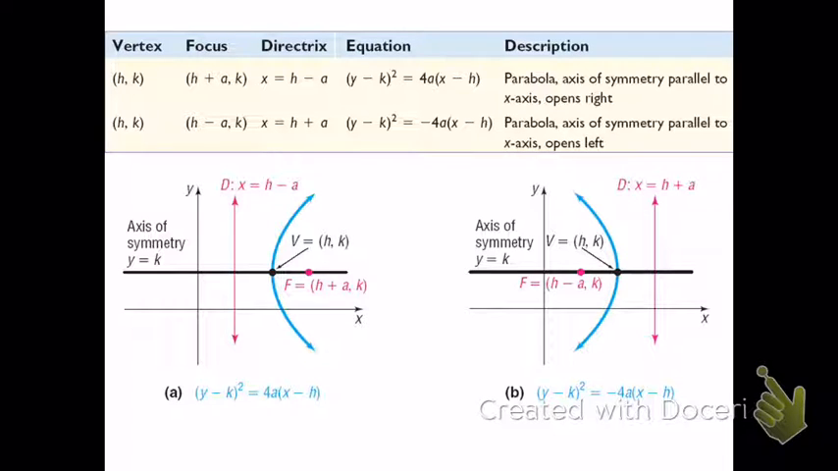So here we have our right-facing and left-facing parabolas, which means that we're going to have a y-squared equation. This time, though, h and k are not 0 and 0, so we have to subtract our k from the y in the equation and our h from the x in the equation, where h and k are the x and y coordinates of the vertex. This is what's commonly known as vertex form of the parabola.